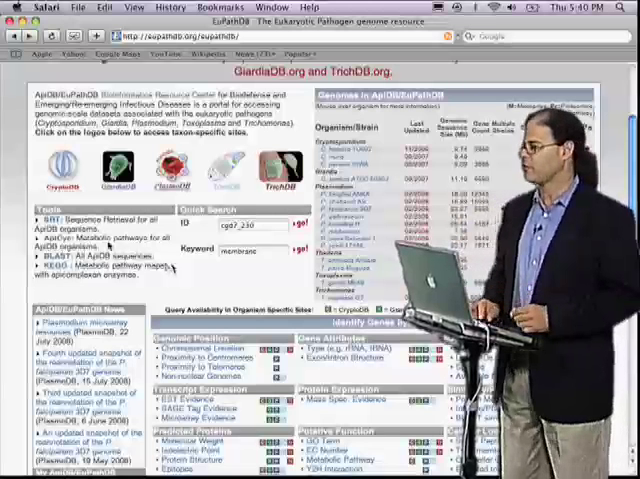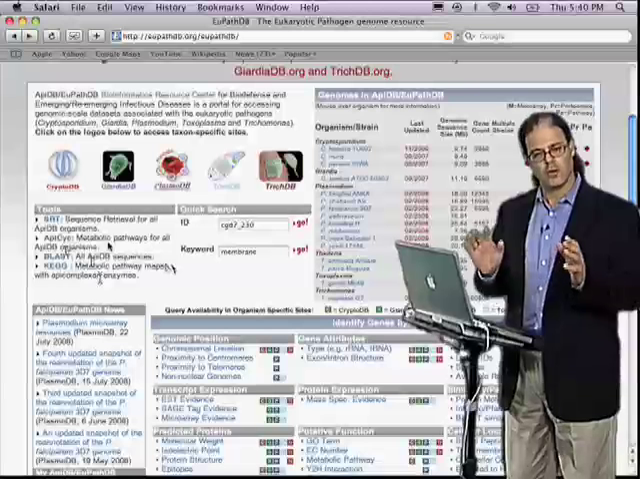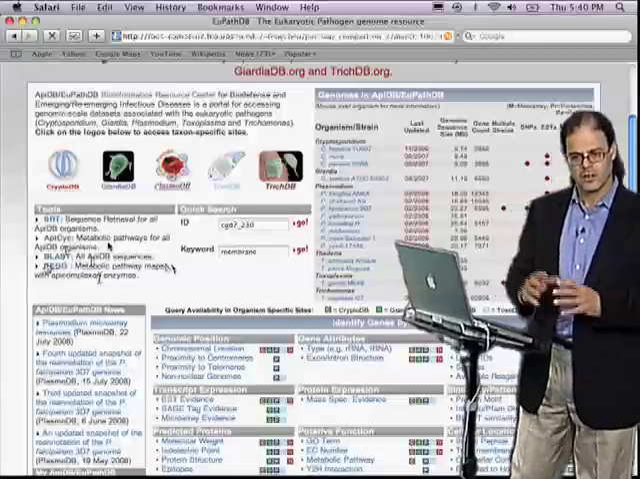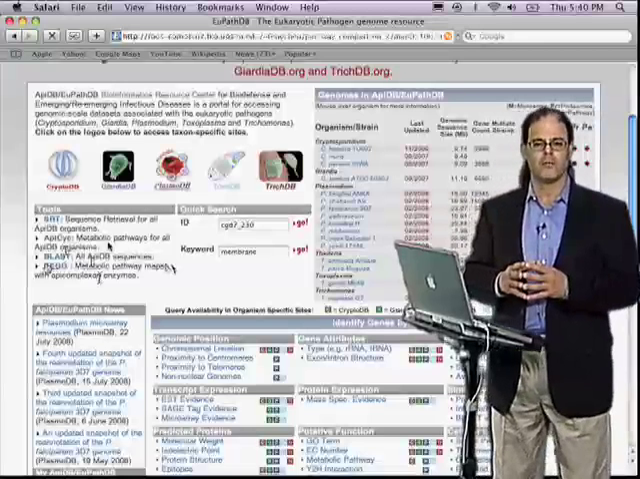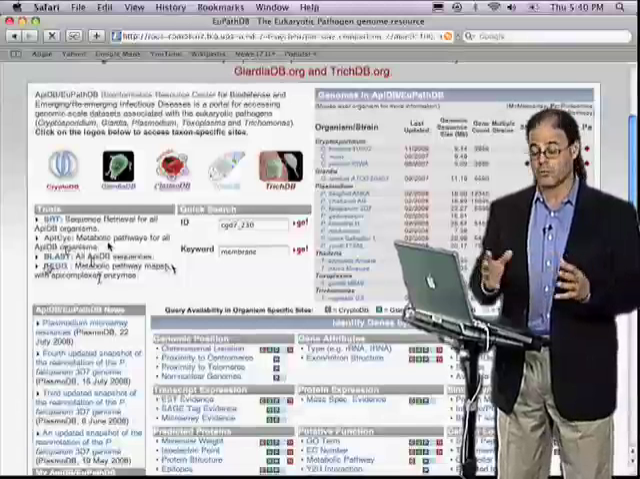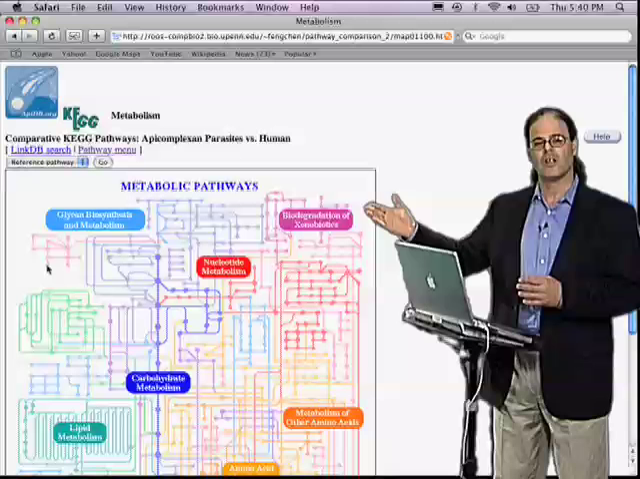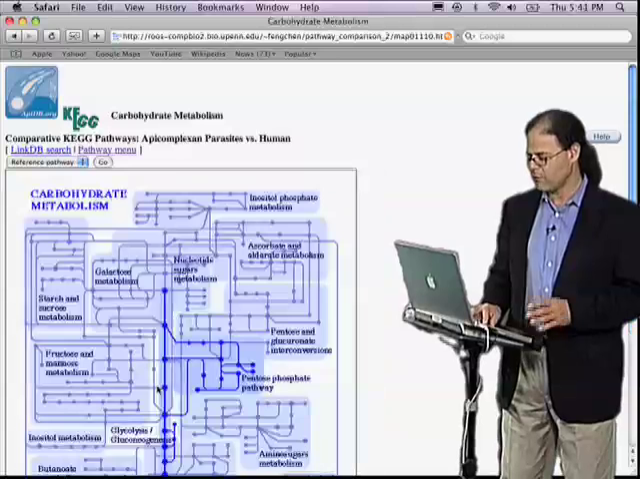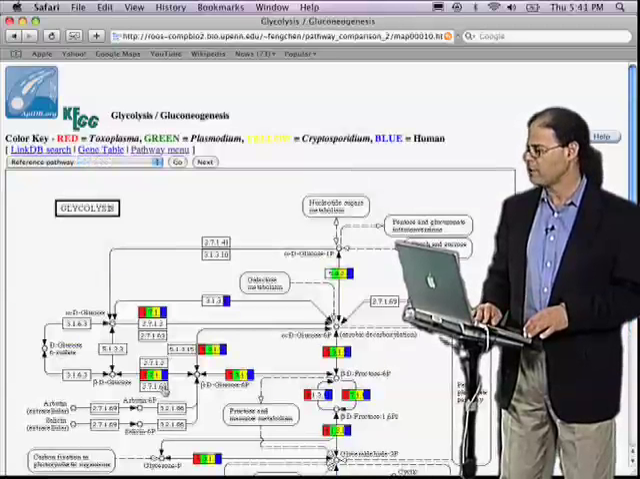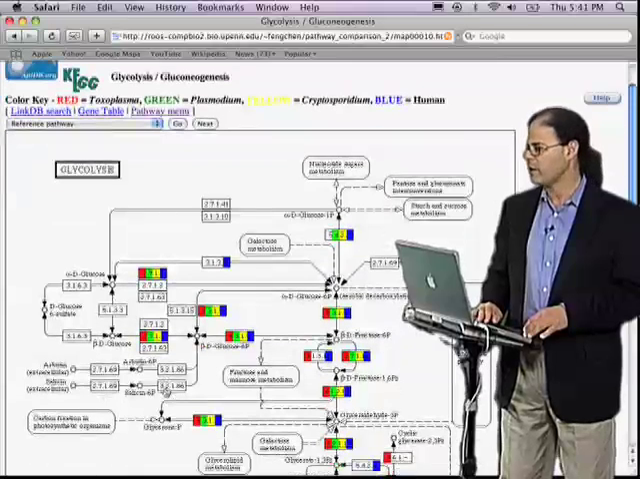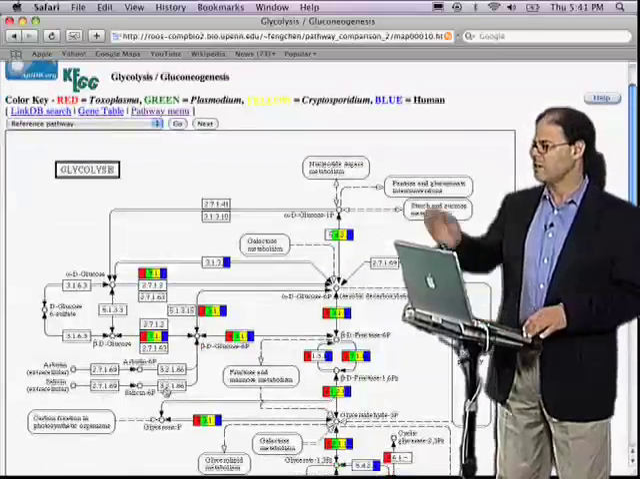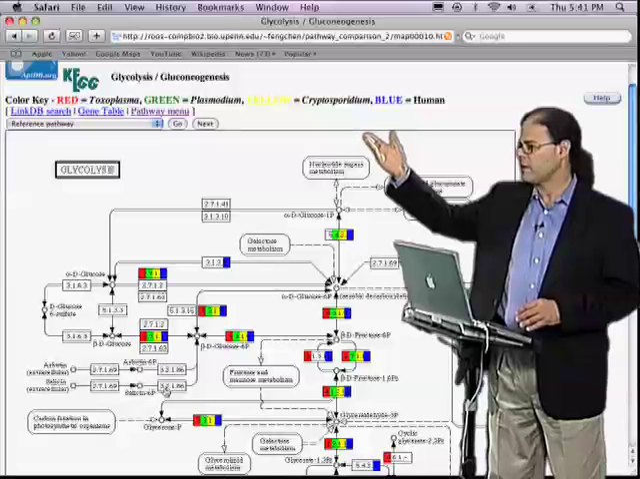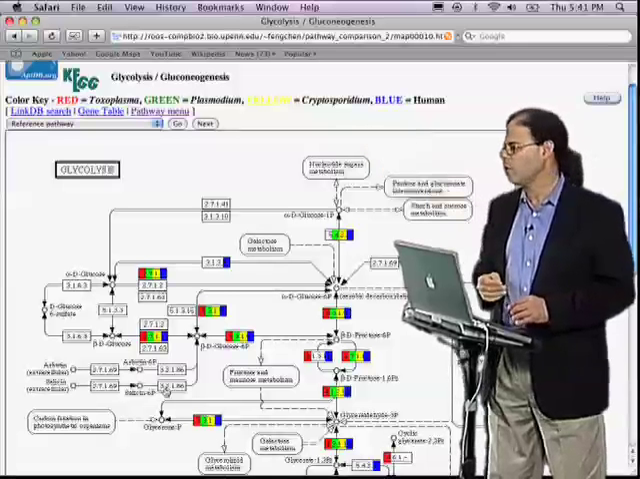If we were interested in apicomplexan parasites, for example, we might want to take a look at metabolic pathway maps for these organisms. And in this case, we've taken annotations from the Plasmodium genome database, the Toxoplasma genome database, the Cryptosporidium genome database, and mapped those on top of the KEGG metabolic pathway projects emerging from database projects in Japan. If, for example, we take a look at carbohydrate metabolism and dive in further to see the glycolytic pathway, the key to this analysis is indicated up at the top, in which Toxoplasma is indicated in red, Plasmodium is indicated in green, Cryptosporidium in yellow, and human in blue.